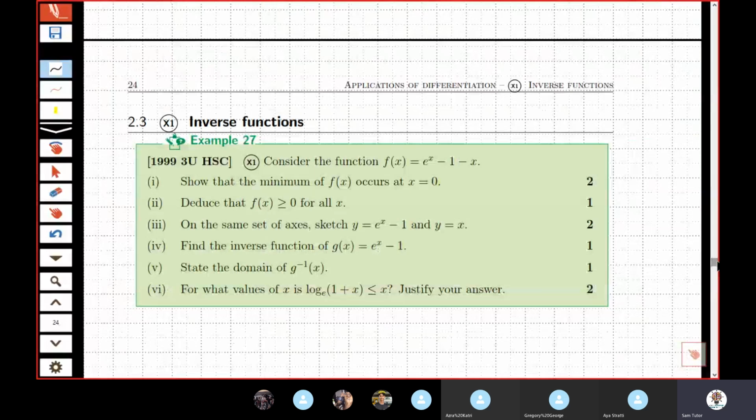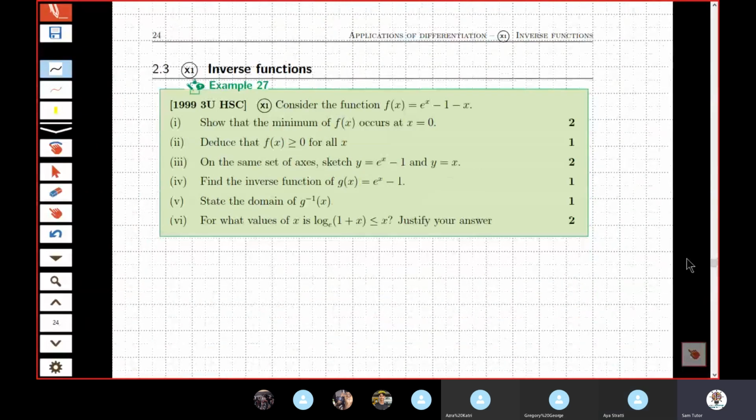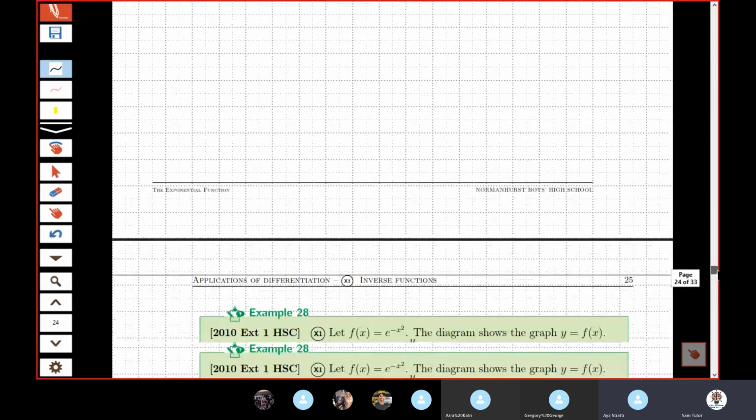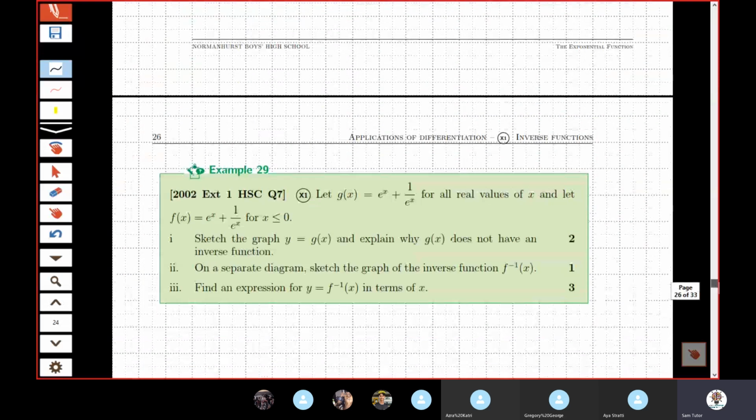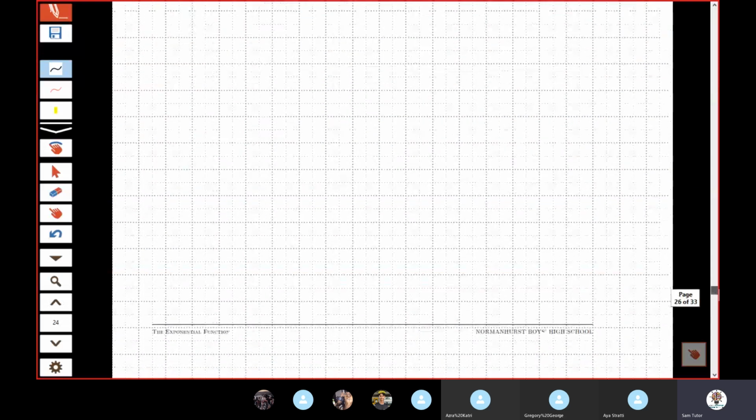Inverse. Yep, you should be able to do this. Yeah. Yes. Can you send this booklet as well? Yeah, of course. Thank you. At the end of the lesson, we'll get this booklet. Okay.